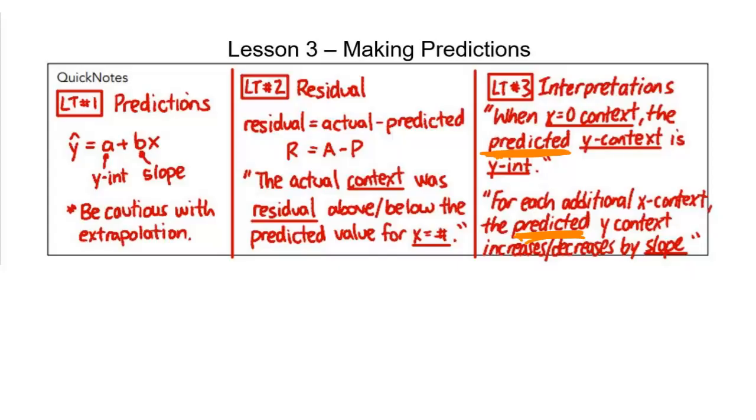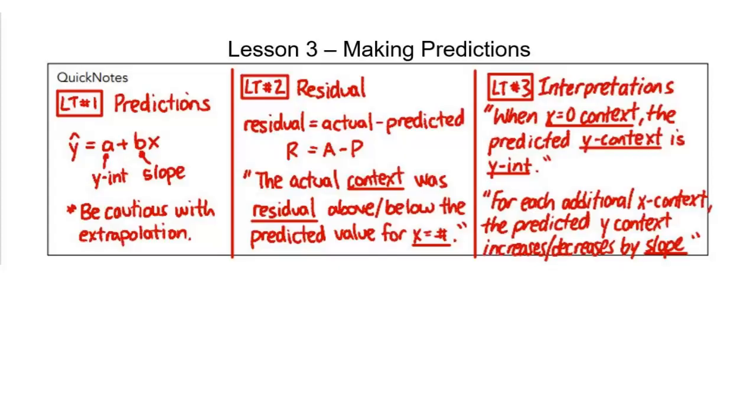Residual is actual minus predicted. The actual, whatever our context is, was whatever the residual is above or below the predicted value for X equals whatever. I'm surprised you haven't said wrap in there. That's perfect for memory. If I would say what? Wrap. Wrap? Yes. Actual minus predicted, wrap.